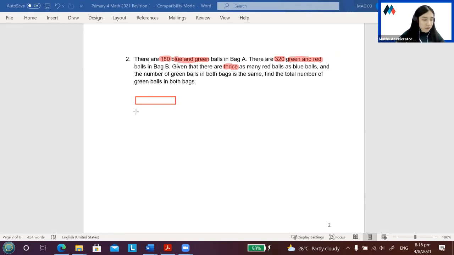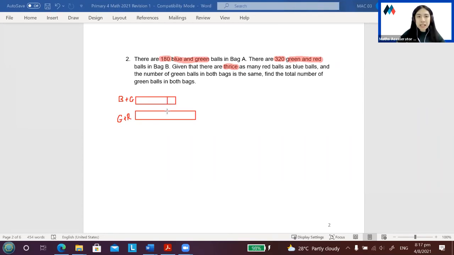Bag B is 320 green and red balls. So this is blue and green. I'll write it as B plus G. Here is green plus red. So I'll write it as G plus R. So the number of green balls in both bags are the same.